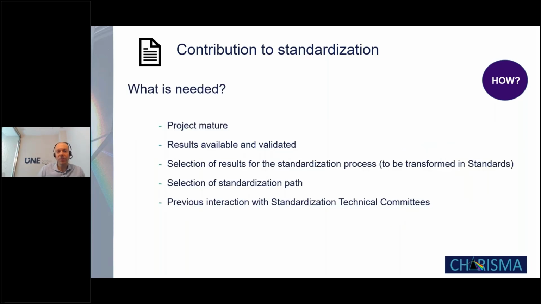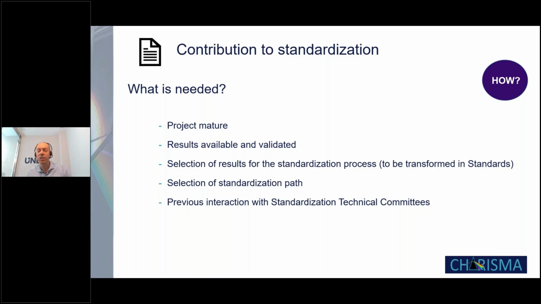To make an effective contribution to standardization, you first need the project to have a mature state. I mean, it's not common to present a standardization proposal from a research and innovation project in the first stage of this project. Normally, you need results that are available, that are produced within the project, and that are solid results that are validated. Then you have to choose what results are going to be moved to the standardization process, what results are going to be transformed into standards.